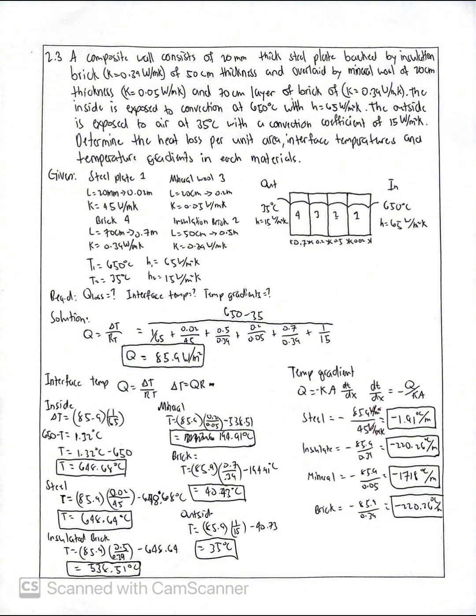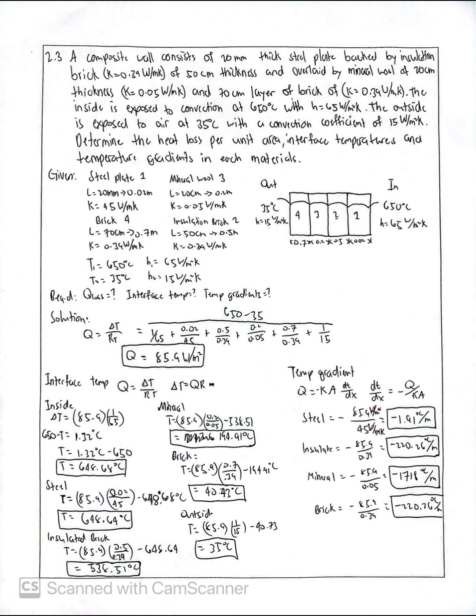So here, 650 minus 35 over 1 over 65 plus 0.02 over 45 plus 0.5 over 0.39 plus 0.2 over 0.05 plus 0.7 over 0.39 plus 1 over 15. That is simply the total resistance from inside to outside. Next, the answer is 85.9 watts per meter squared.